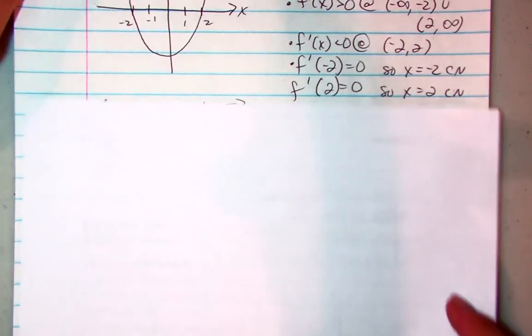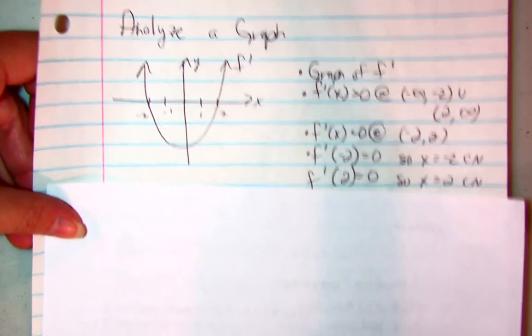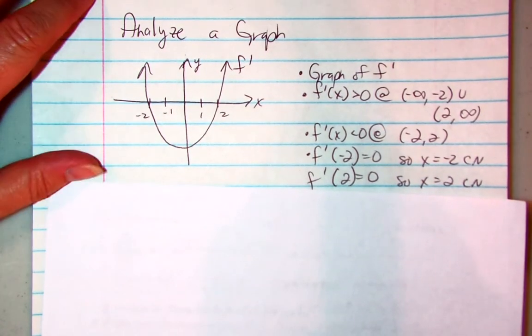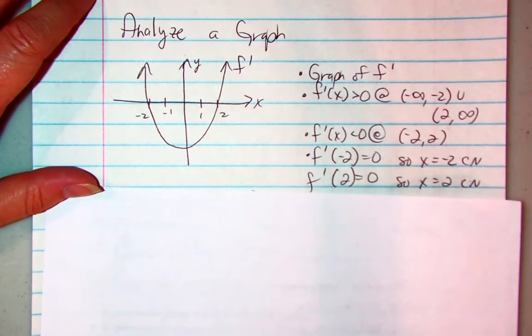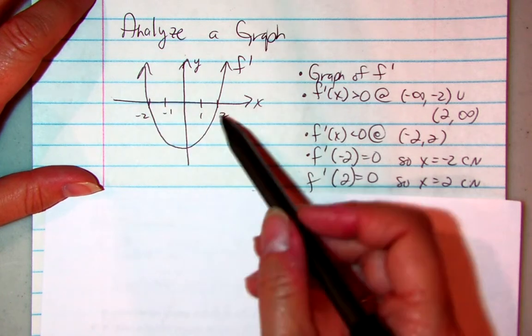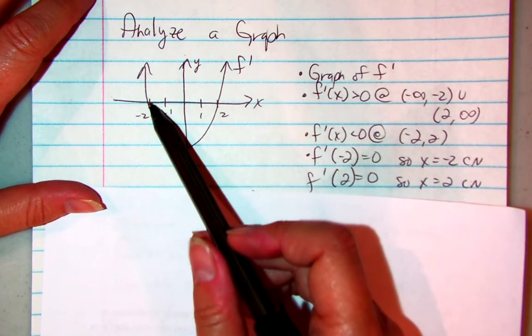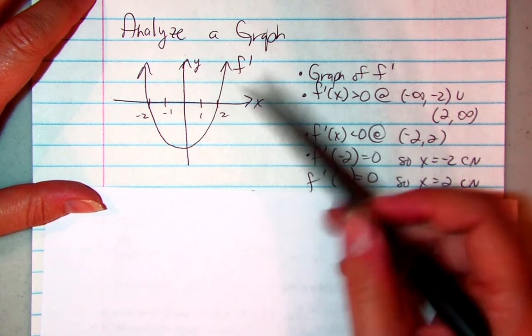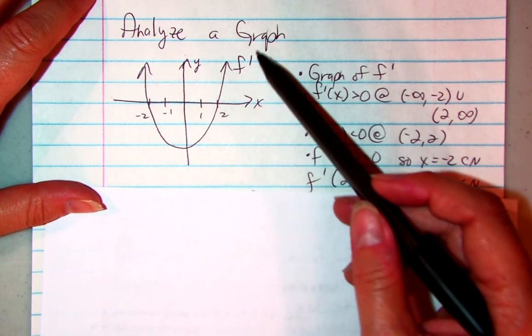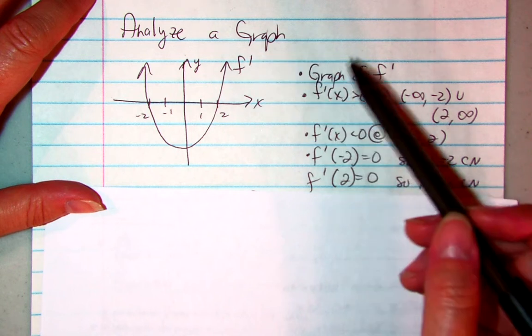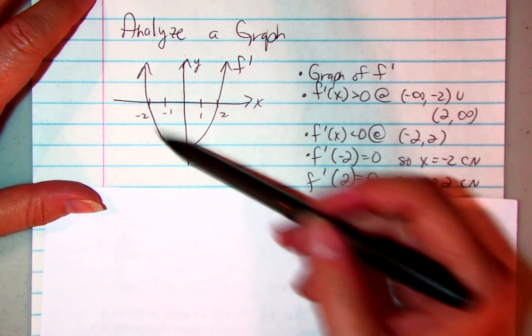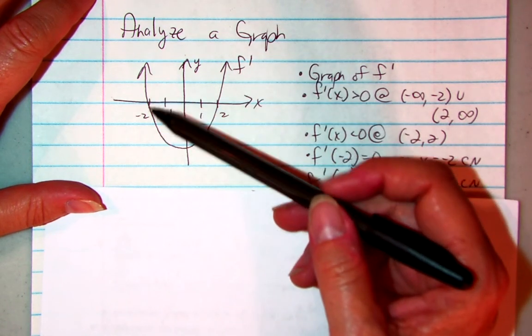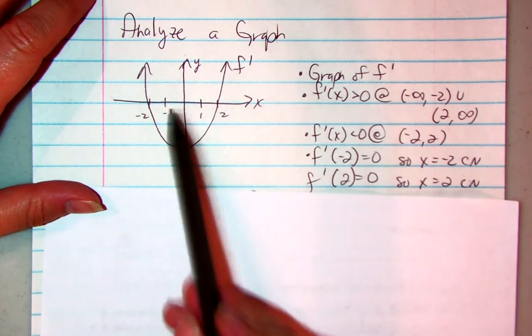Let's take a look at another graph. Let's do the same thing. I'm going to analyze this graph. Here's a parabolic shape. It's going to go through -2 and 2. So please denote, first off, what is this a graph of? This is a graph of f prime. This is not my original graph. So this is all recording the slope of the tangent line of f at these x values.